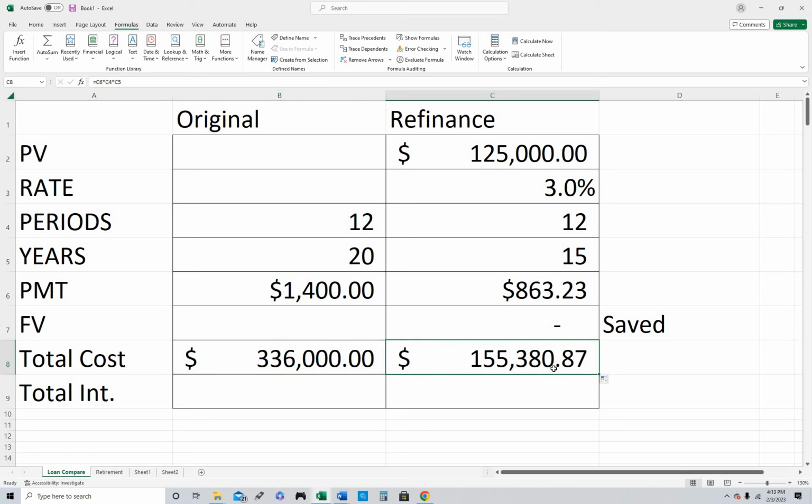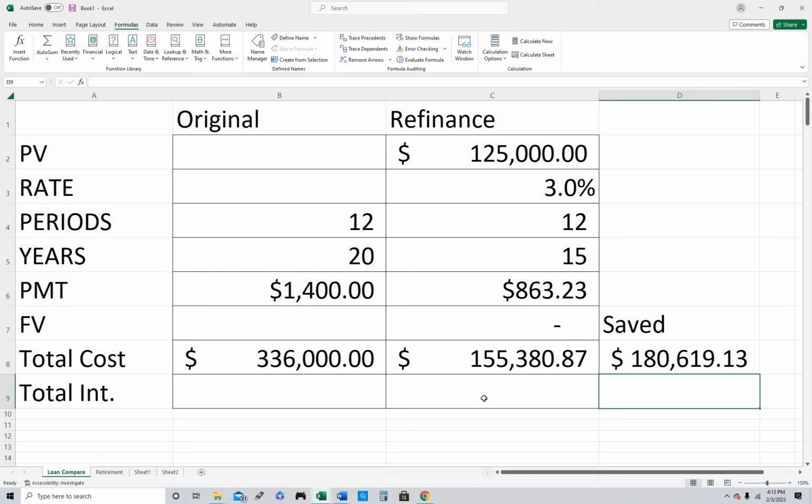And so our total payments are going to be $155,380.87. So the amount that we're going to save is actually going to be our first total cost subtract our new total cost. We have saved ourselves $180,619.13.